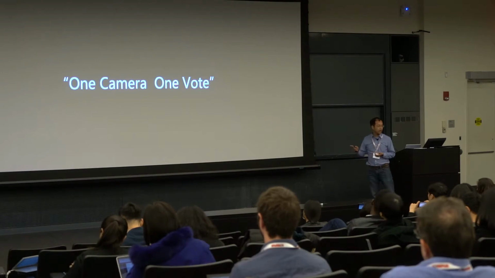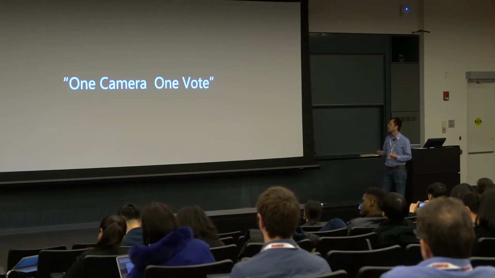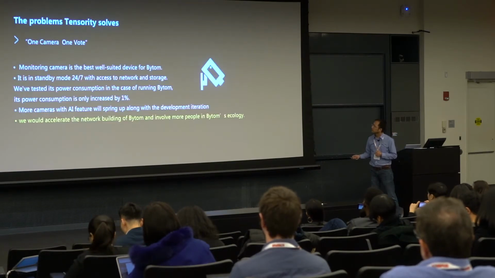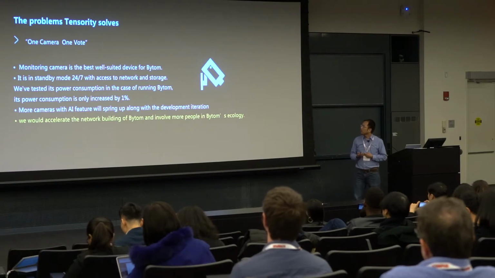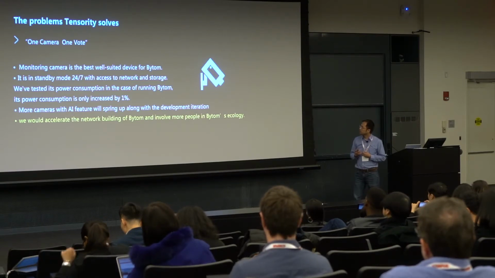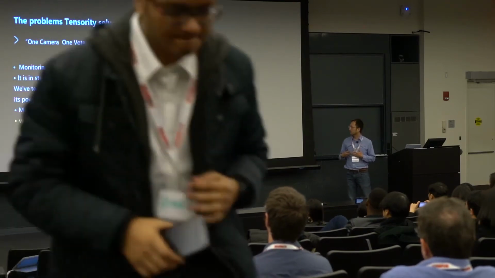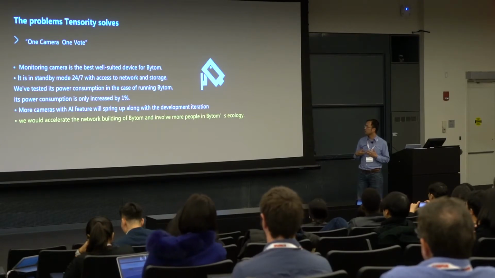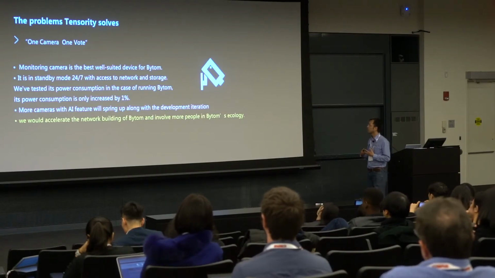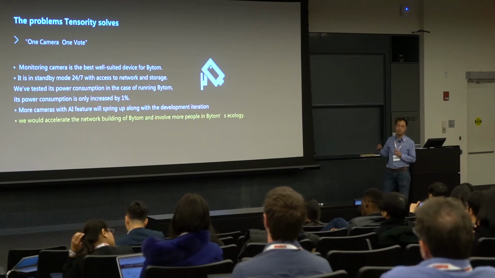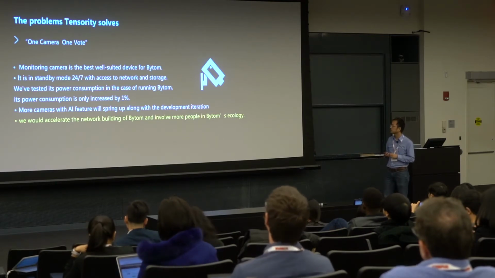So our slogan is one camera, one vote. It's different from Satoshi Nakamoto's traditional one CPU, one vote. In this way, we will have 24 hours a day, 7 days a week access to the network and storage. We can test its power consumption in the case of running Bytom. Its power consumption is only increased by 1% for cameras, but you add lots of nodes and lots of miners to the whole system.